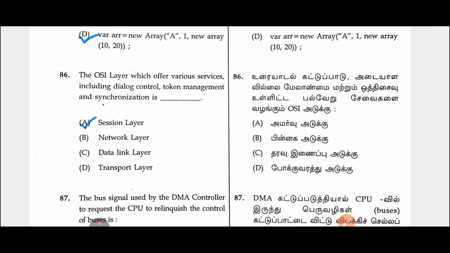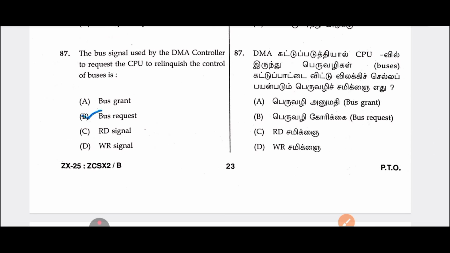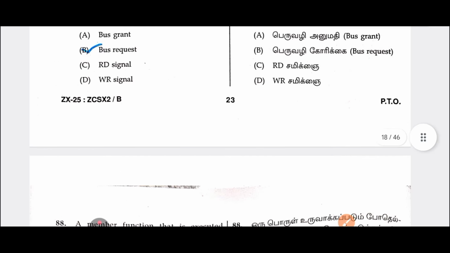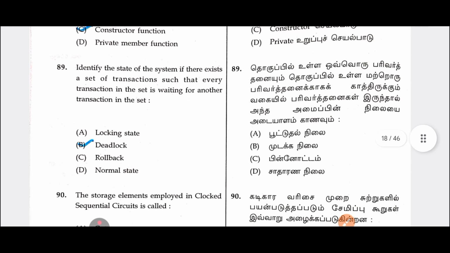The OSI layer, which offers various services including dialog control, token management and synchronization, is session layer. The bus signal used by the DMA controller to request the CPU to relinquish the control of buses is bus request. A member function that is executed automatically whenever an object is created. Constructor function. Identify the state of the system if there exists a set of transactions such that every transaction in the set is waiting for another transaction in the set. Deadlock.